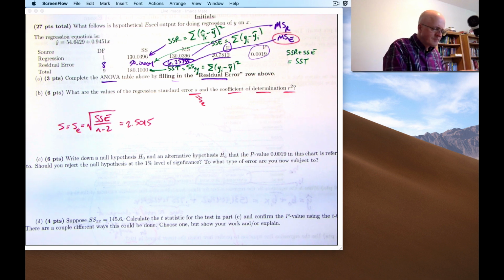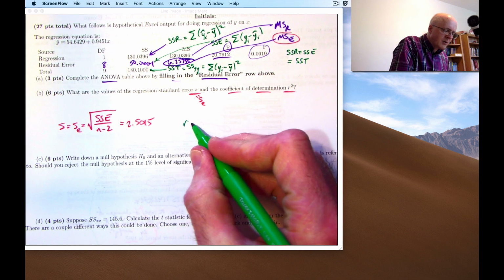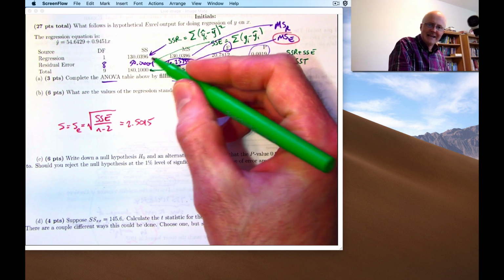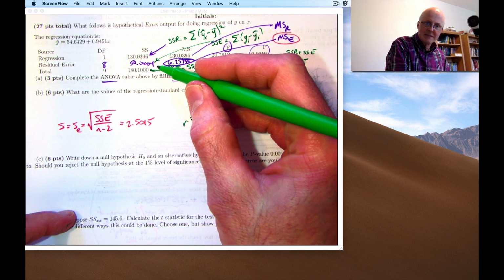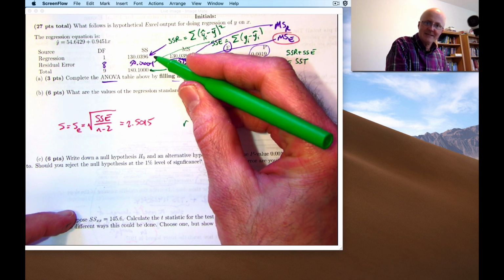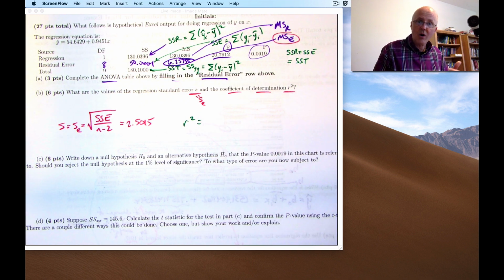R squared. R squared is a ratio of one of these SS's to the total SS. Which one? Well, remember, if r squared is close to 1, that's a real strong linear relationship, either with a positive slope or a negative slope. If it's close to 0, that's a weak linear relationship. This, because the residual is smaller than the regression SS, is evidently a fairly strong linear relationship. We have a relatively small residual error.